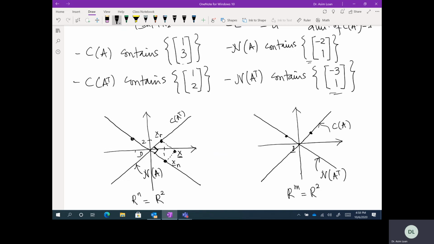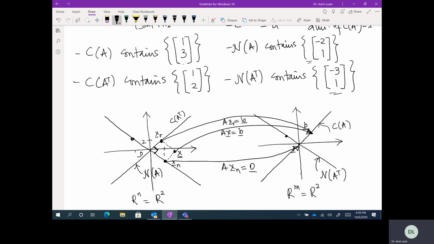What happens is, over here we have some B. This is AX equals B, and this maps to this point. AXN equals 0, and AXR obviously also maps to this point. This is AXR, this is AX equals B.